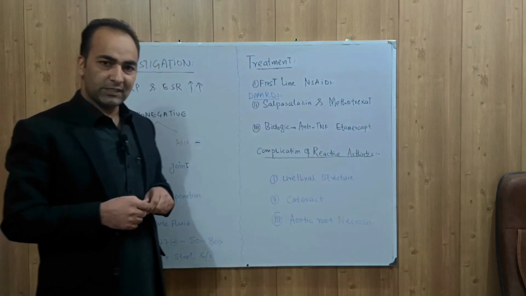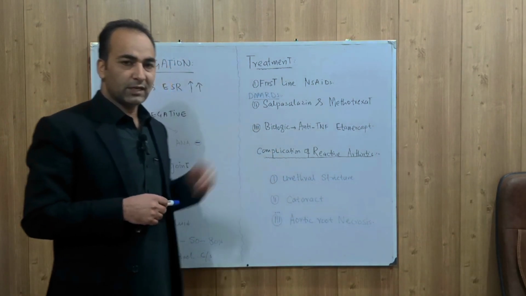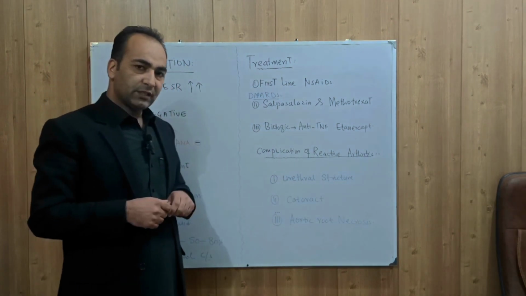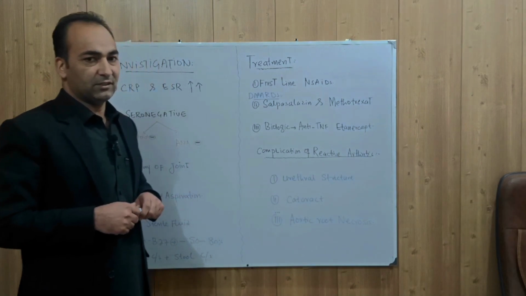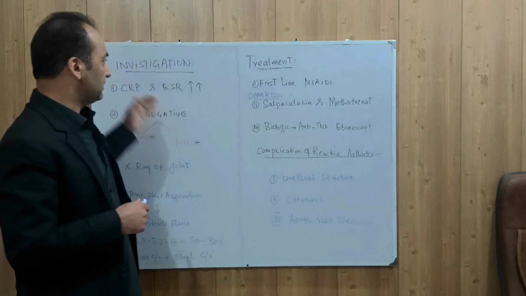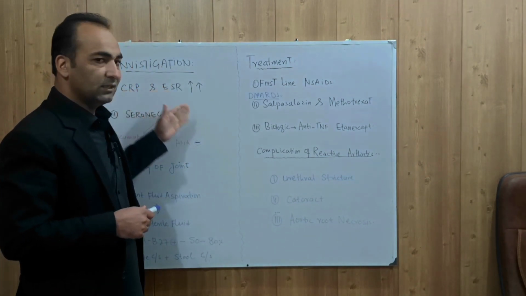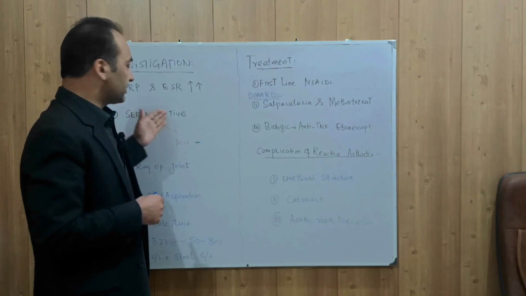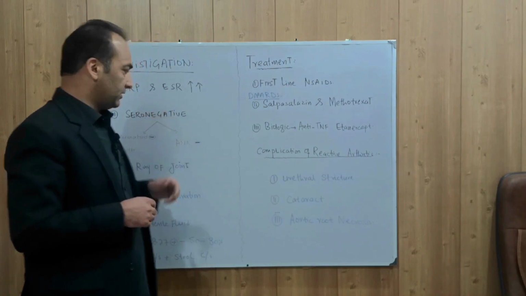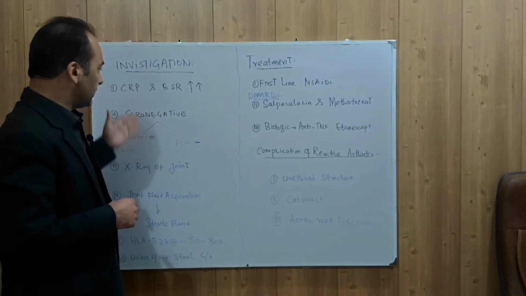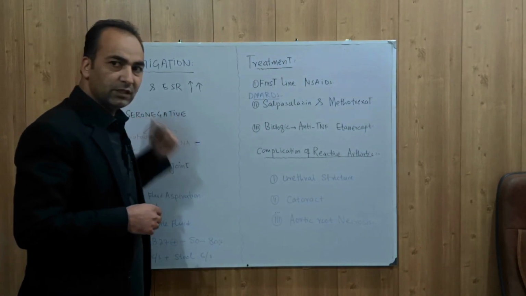So, how to investigate a patient with reactive arthritis? Now, as we know that reactive arthritis is an inflammatory arthritis, if we do the inflammatory markers, they will be raised, like ESR and CRP. And as we know that reactive arthritis is a seronegative arthritis, if we do the rheumatoid factor, this will be negative, and if we do the ANA, this will be negative.